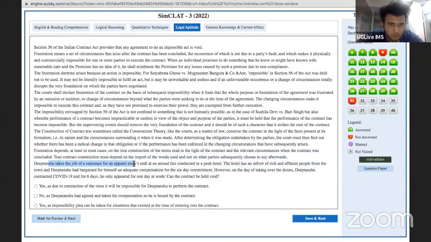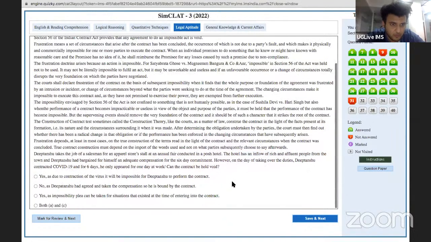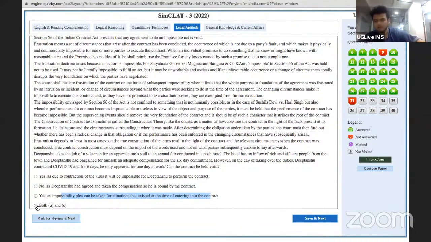Dipanshu takes a job as a salesman from an apparel store stall. The hotel has an inflow of rich and affluent people from town, and Dipanshu had bargained for himself adequate compensation for 6 days. However, on the day of taking over the duties, Dipanshu contracted COVID-19, and of the 6 days he only appeared for 1 day. Okay, so due to contraction of the virus, it will be impossible. Impossibility can be taken for a situation that exists at the time of entering into the contract. Both are NC, right? It will be impossible. This is correct, as an impossibility plea can be taken for a situation that existed at the time of entering into the contract.